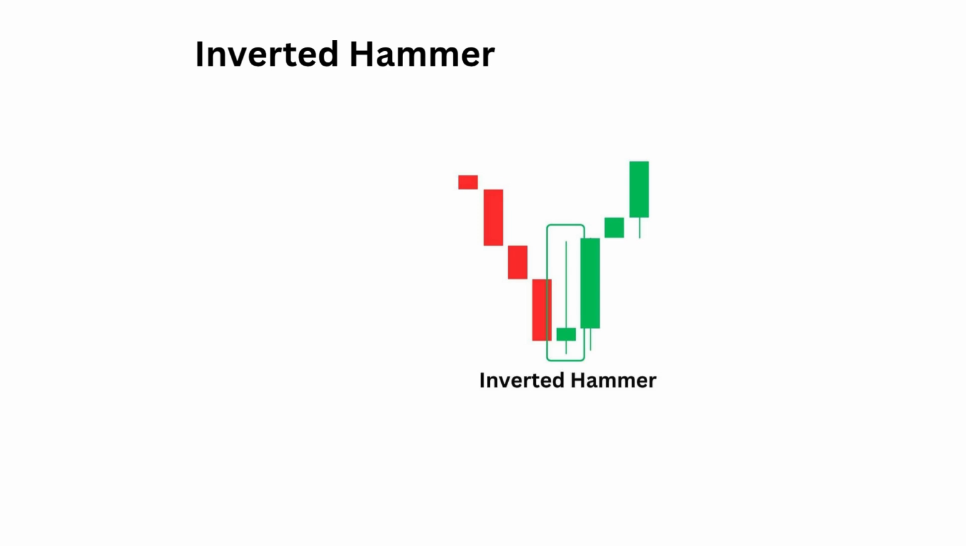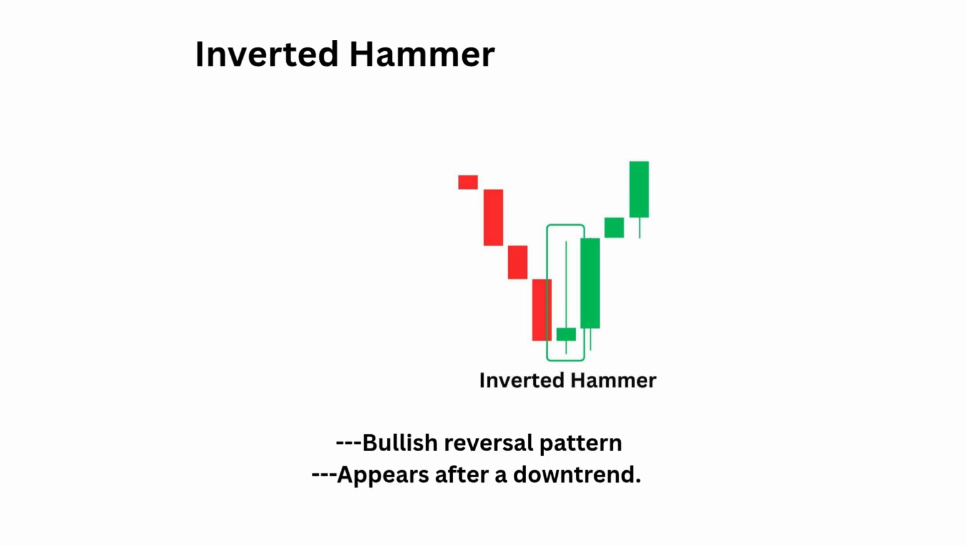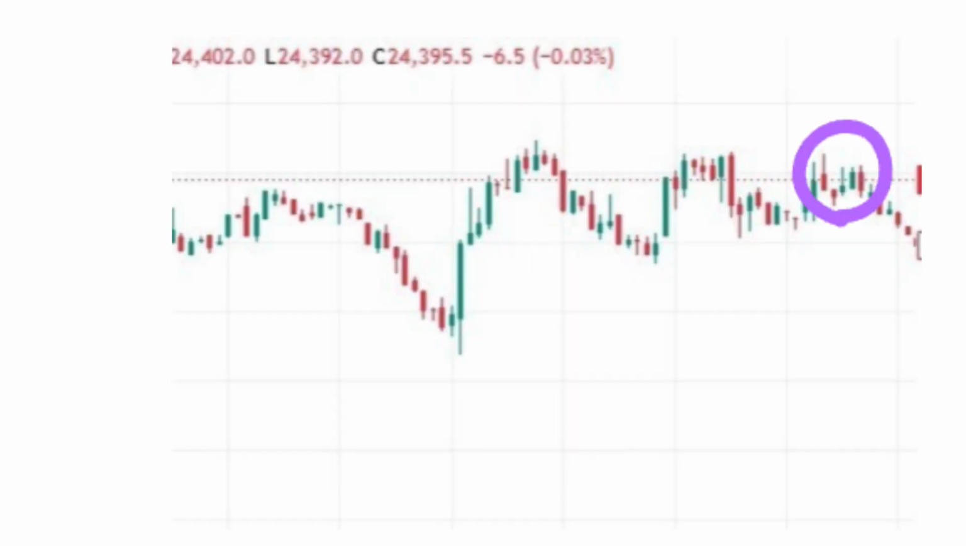Inverted hammer. Even though it looks different from the hammer, it is also considered a bullish reversal pattern and usually appears after a downtrend. An inverted hammer has a small body, a long upper shadow, and a very small lower shadow.